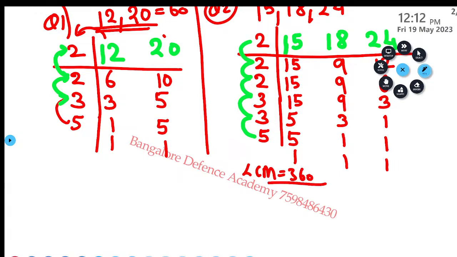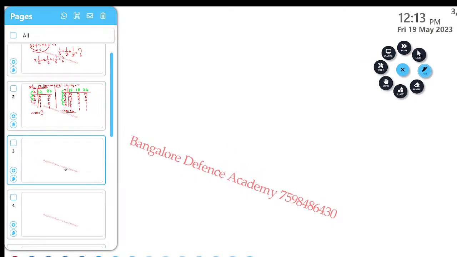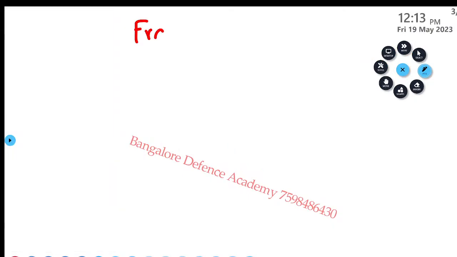Okay, so students should first make themselves thorough in finding the LCM. Okay, how to find the LCM? If you are good at finding the LCM, the questions of fractions, adding and subtracting of the fractions will be easy. Now let us try to go with some basic questions.